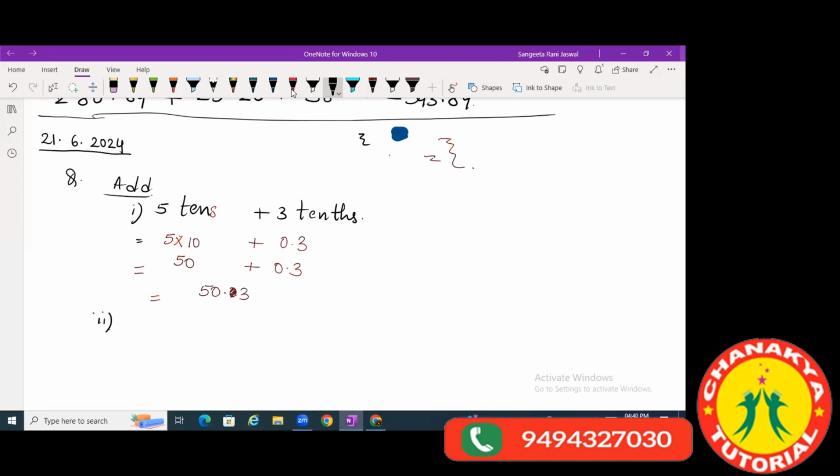So you have to be careful. Always see the places first. Okay, at which place it is. Then form the number and then add. Okay, I'm giving you another one like this.